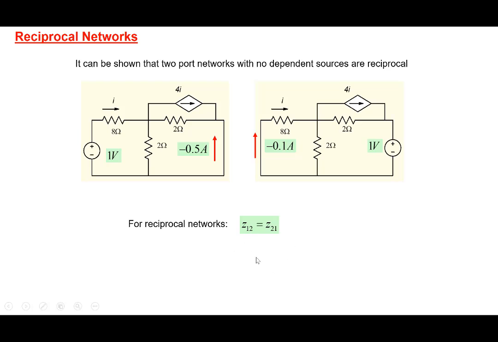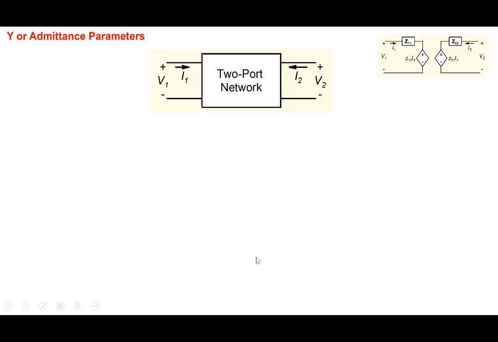And only 3 elements are independent here. Now, Z parameters are not the only way you can determine or represent the 2-port network. You could take, for example, V1 as independent variable and V2 as independent variable, and the dependent variables I1 and I2 you could express in terms of V1 and V2. So I1 is Y11 V1 plus Y12 V2. I2 is Y21 V1 plus Y22 V2 here.